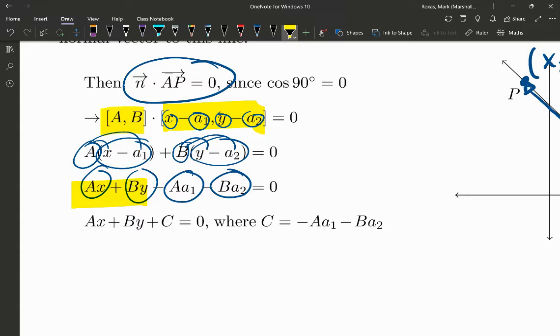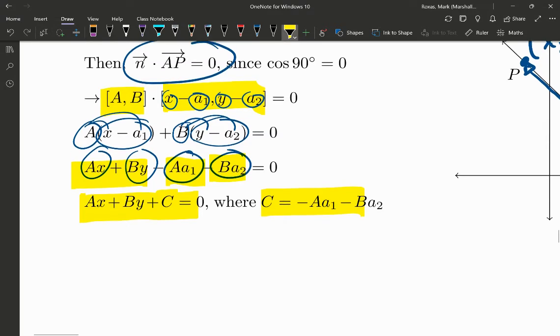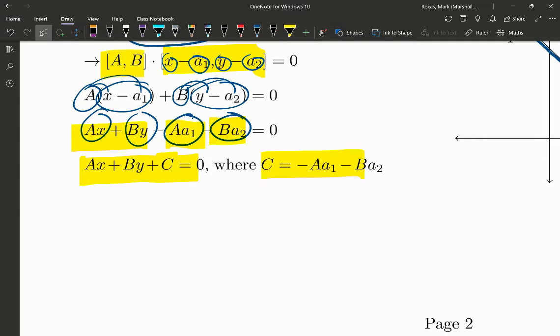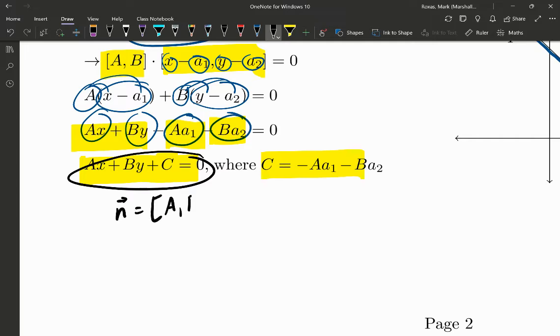Because X and Y are the variables. Obviously, point P is the moving point. A and A1 and B and A2 are constants, right? Those are constants. We always know what A1 and A2 are. Those are the starting points. So if we resolve those as just a single constant C, then I can now express the scalar equation of my line, ax plus by plus c, which looks very much like the standard form of a line, except here, when you read a scalar equation of a line, a and b are automatically the components of the normal vector.